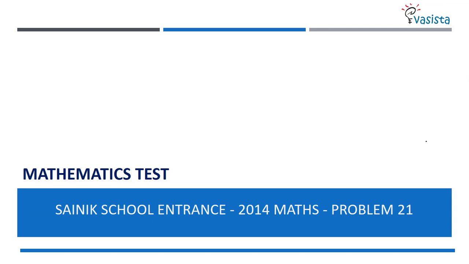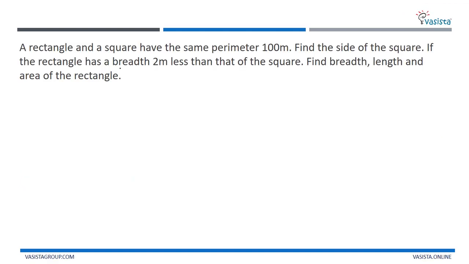Fine, let us start solving problem number 21. Here, a rectangle and a square have the same perimeter, 100 meter. What they have given, both the rectangle as well as the square have the same perimeter. Find the side of the square. If the rectangle has a breadth 2 meter less than that of the square, find breadth, length and area of the rectangle. So let us start working on it.